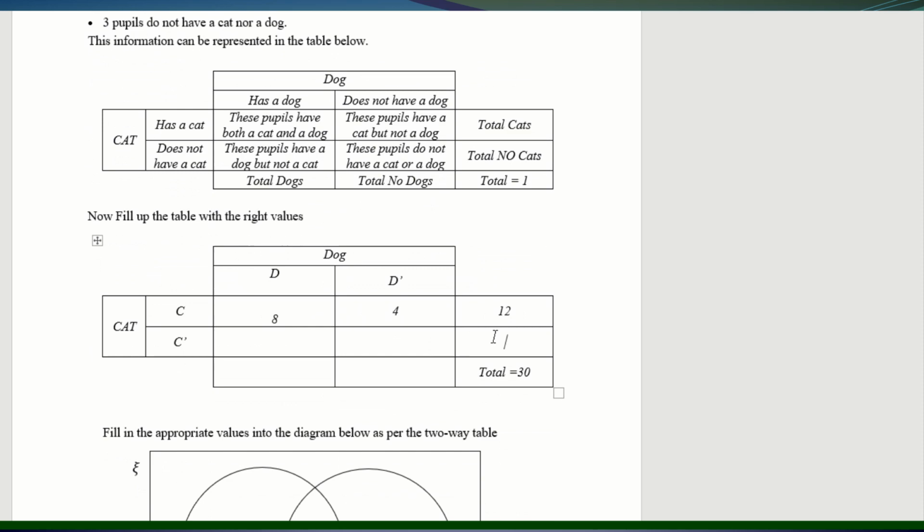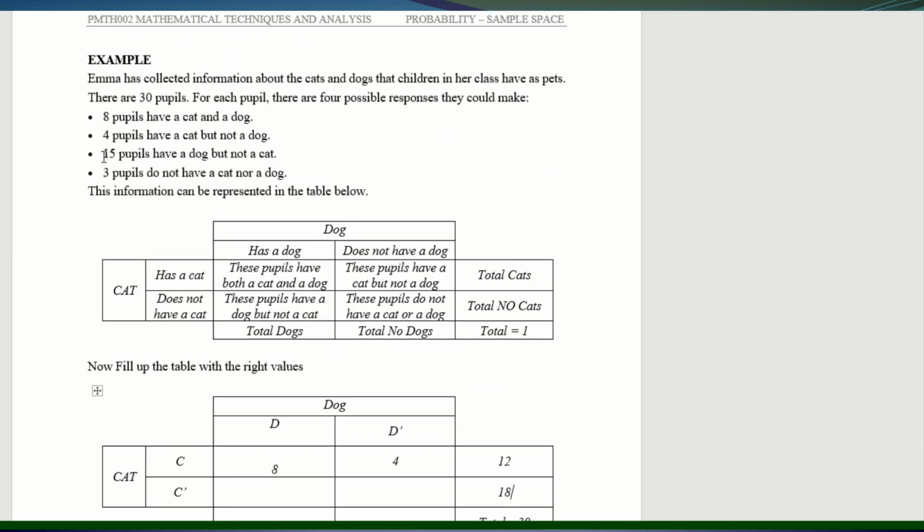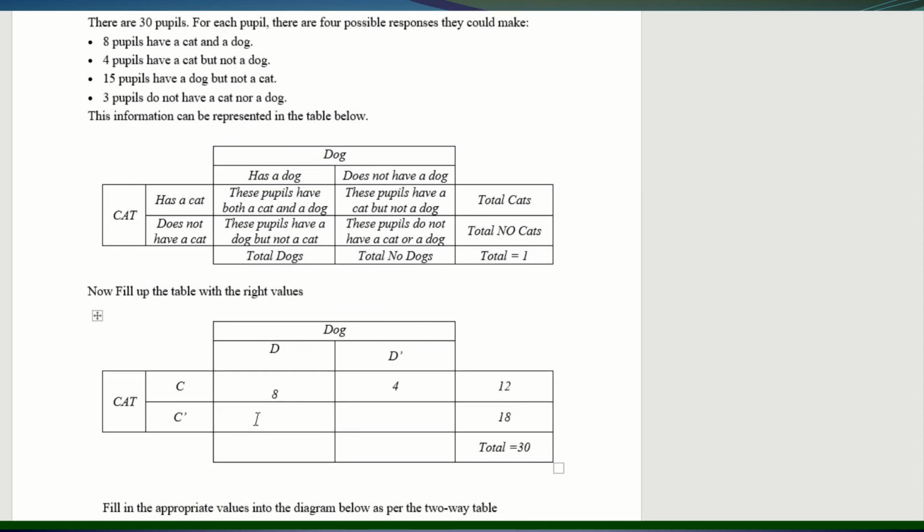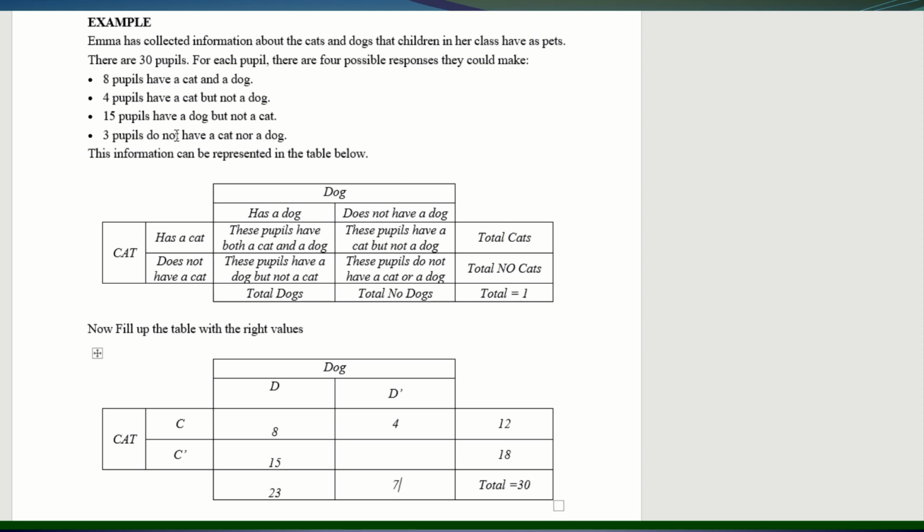So if this is 12, this must be 18, correct? Because the total is 30. 15 people have a dog but not a cat. So have a dog but not a cat, 15 should go here. So this should be 23, correct? If this is 23, this should be 7. 3 people, they have none. So that's correct. 3 people goes here.